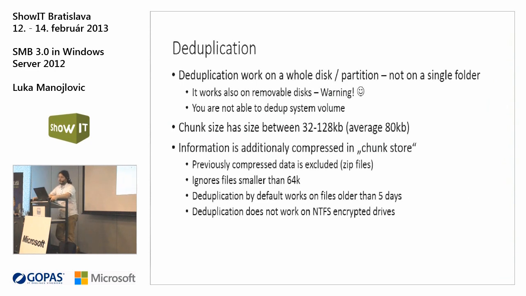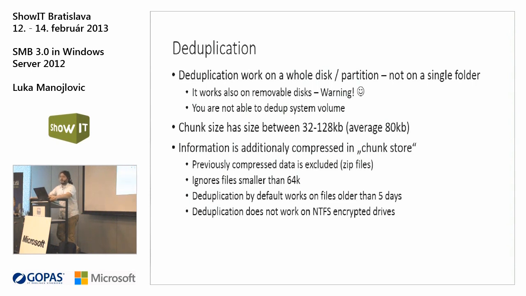Deduplication works on a whole disk or partition. You cannot deduplicate only one folder. You are enabling this on a volume. It also works on removable disks. I warn you, if you have your USB disk and you turn deduplication on it and you deduplicate it, and you bring it home and connect it to a Windows 7 machine, the Windows 7 machine will be unable to read what is there. So you need to consider that.